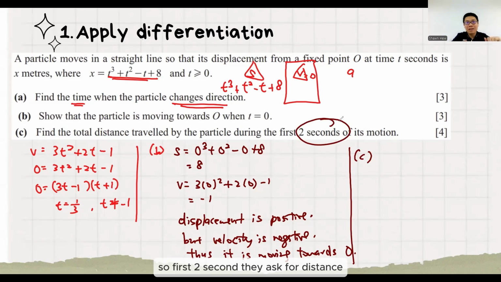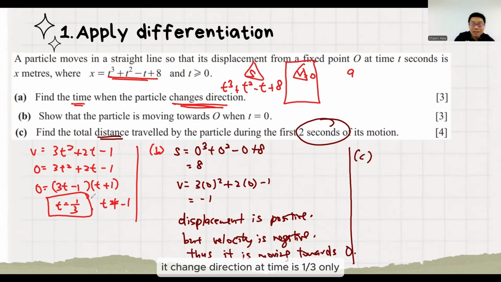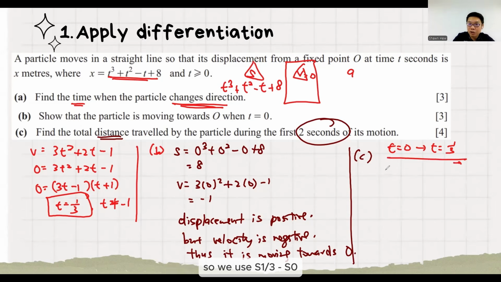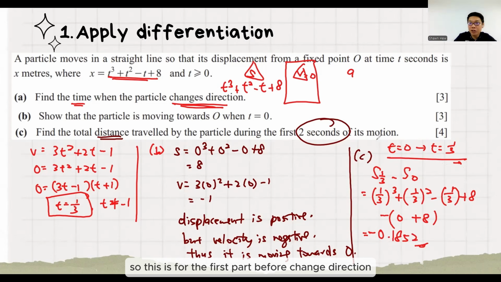So first 2 seconds, they ask for distance. We need to check whether it involves changes in direction. It changed direction at time 1/3 only. So that's why from time 0 to time 1/3, we need to count first. So we use s(1/3) minus s(0). So we get this path is -0.1852. So this is for the first part before the change of direction.